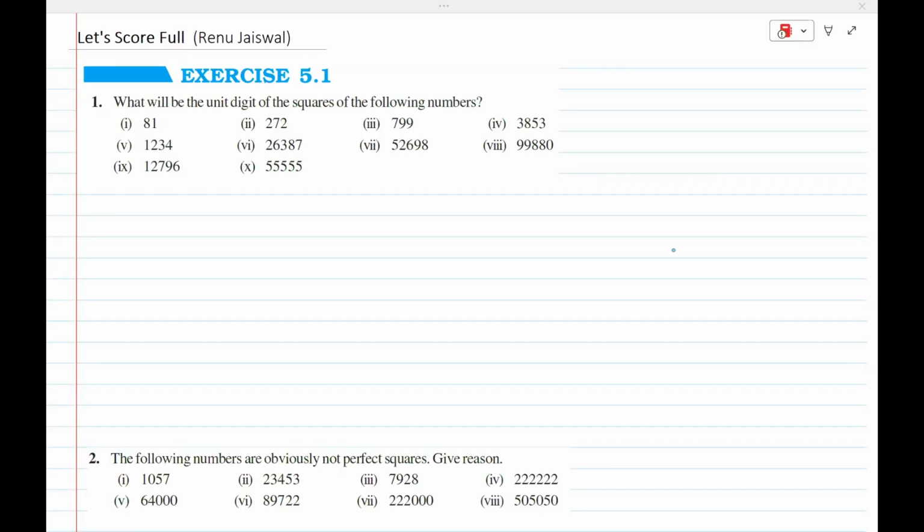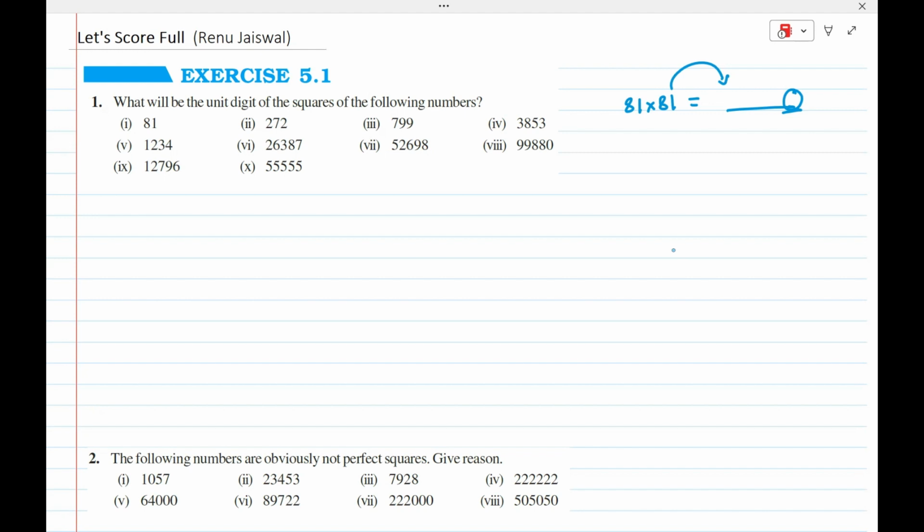The first question of the exercise says, what will be the unit digit of the squares of the following numbers? Without squaring it. We have studied, if I multiply a number by itself, I get the square of that number. But here they are asking not to square, just tell me what is the digit at the unit place in the answer. So instead of squaring and then finding the unit digit, here we can use the properties.